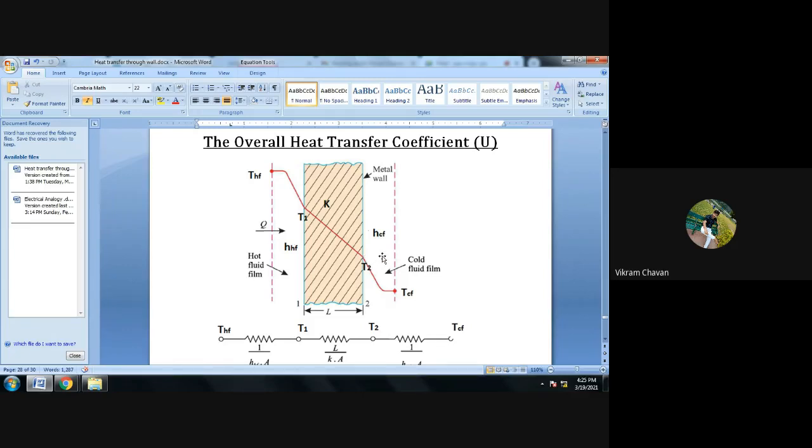Once again, if the heat is transferring from the material or solid surface to the fluid, then that heat transfer mode is convection heat transfer.